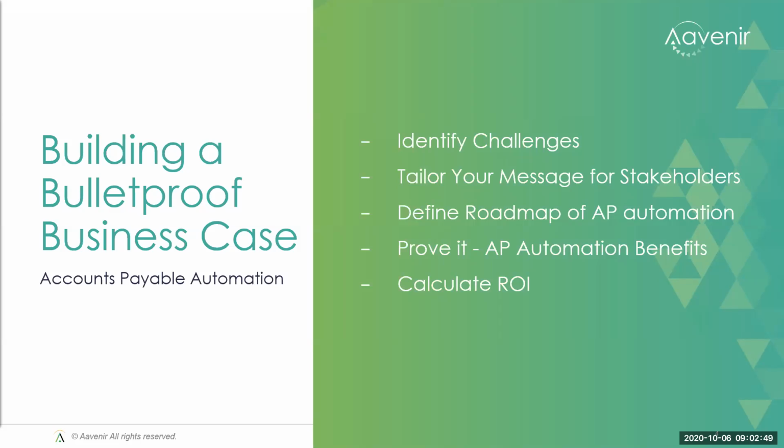Then you tailor your message for the stakeholders. The stakeholder could be in the finance team, procurement team, or the IT team. Based on that, you define the roadmap, it could be the future roadmap or the maturity model of AP automation, and that is relevant for the strategic goals in your organization. So most importantly, you try to identify what kind of standards or benchmarks you want to achieve with AP automation. And with that, you start identifying the financial savings, the intangible and the tangible benefits in AP automation.